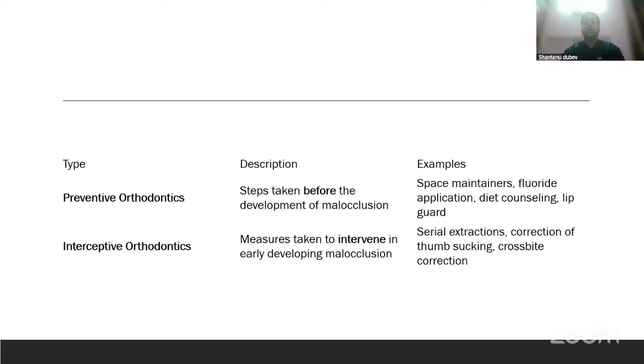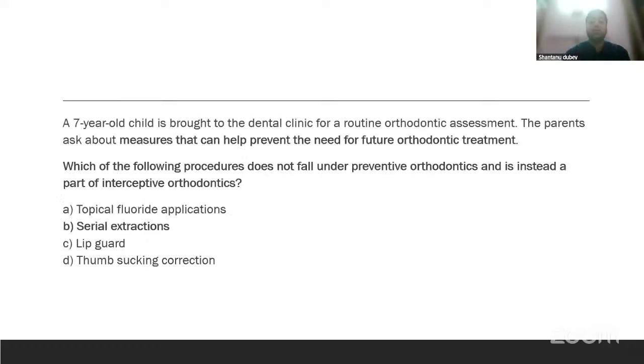Space maintainers, fluoride application, diet counseling, lip guard, these are all preventive. If we do not give a space maintainer, the malocclusion will develop. If you give something such as an appliance, you try to regain the space, that could be termed as interceptive. Otherwise, it is all preventive orthodontics. Serial extraction, developing crossbite correction, okay, are all interceptive orthodontics.